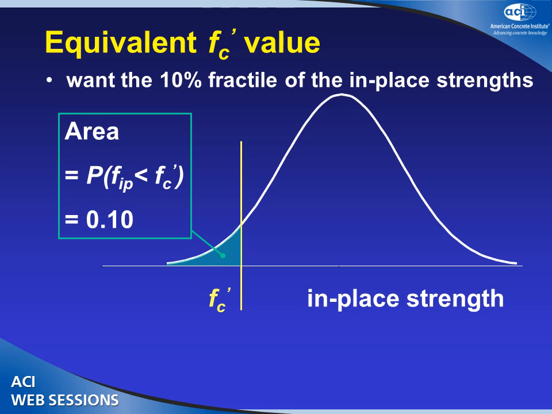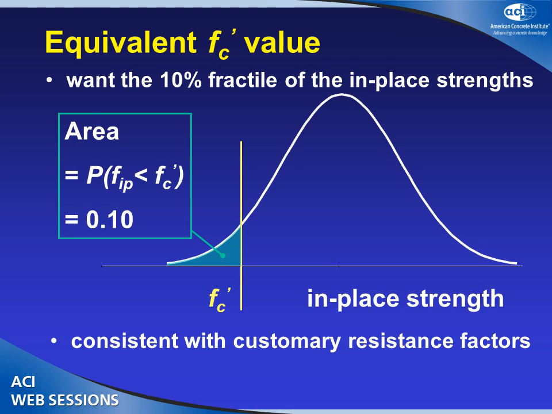And so what we're looking for when we're looking at core test data is we're trying to find that number that we expect only 10% of the test results to be less than, to use as the equivalent specified strength for evaluation. And so, as I said, this is essential because if you use the mean strength, this number is typically 85% of that number. If you're using the mean strength, then you should be reducing the resistance factors accordingly.